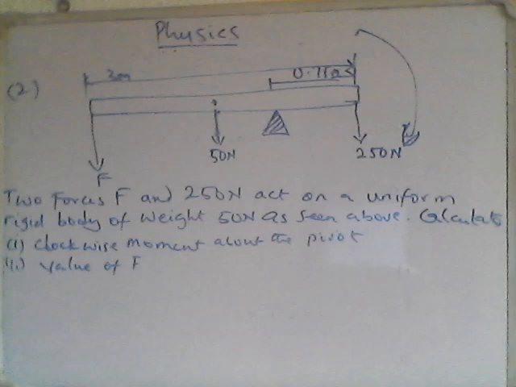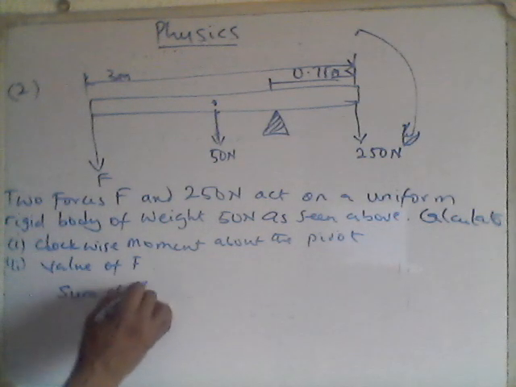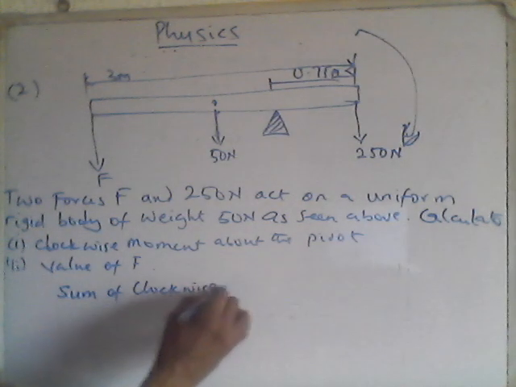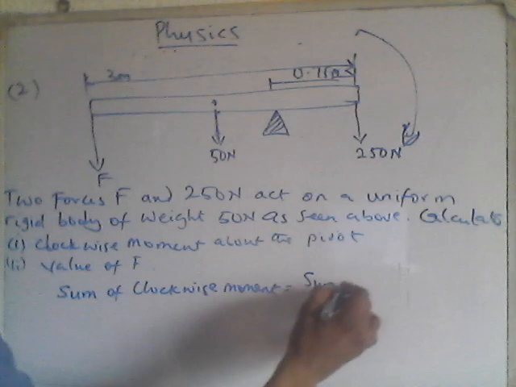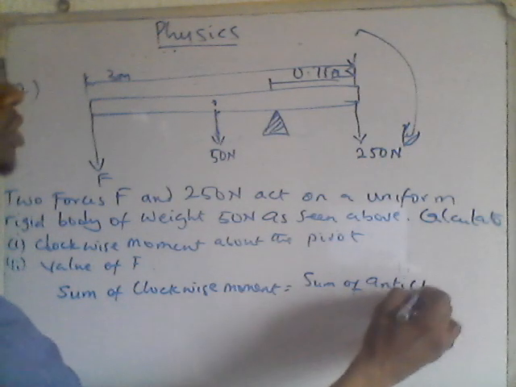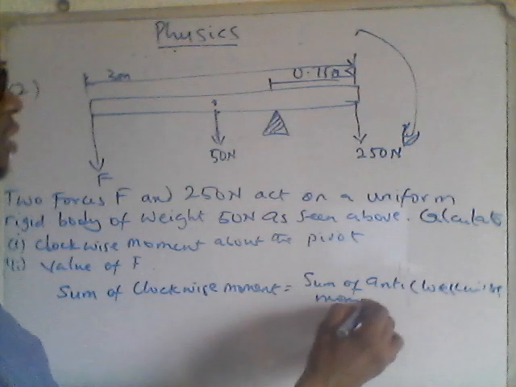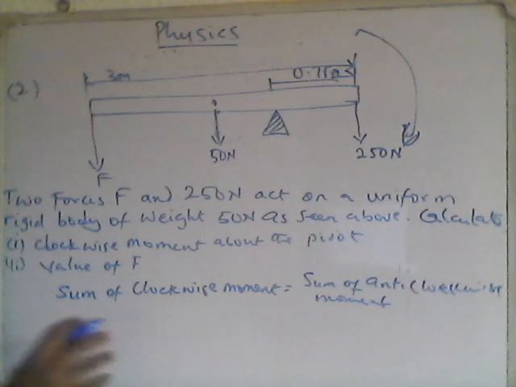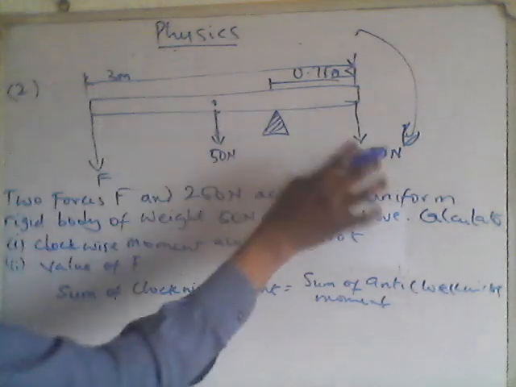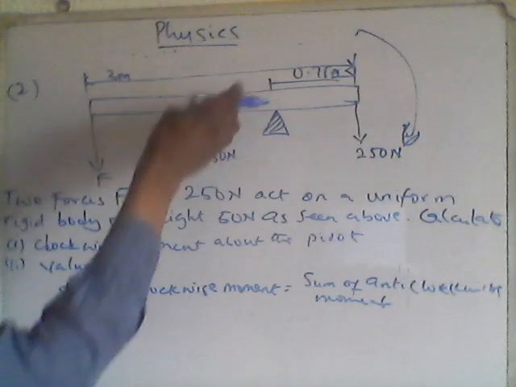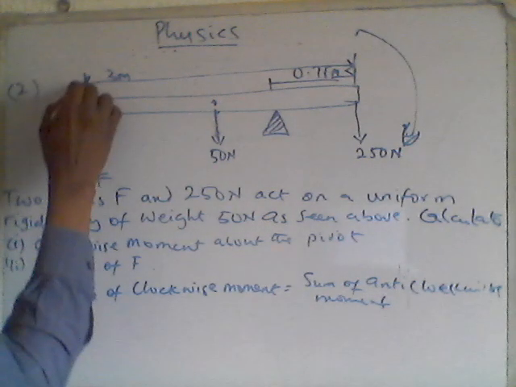So for equilibrium to occur, the sum of clockwise moments is equal to the sum of anti-clockwise moments. Now, we have gotten that the only force on the clockwise side is this force. But for the anti-clockwise side, I have two forces, I have this one and this one. Already, there's a distance between this place and this place.